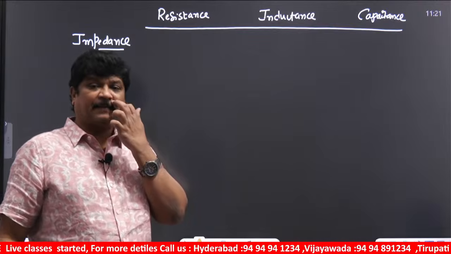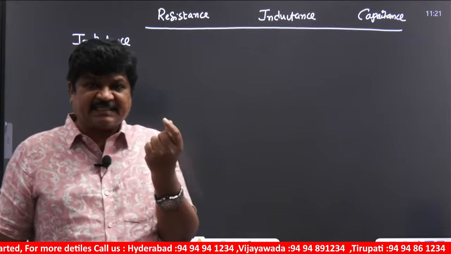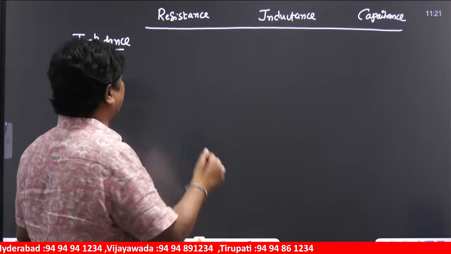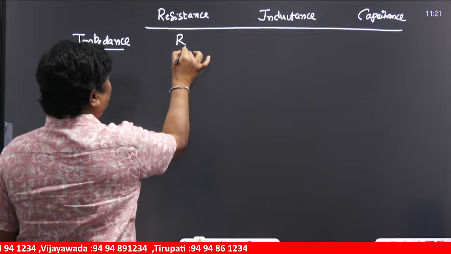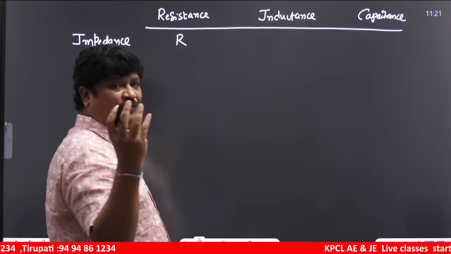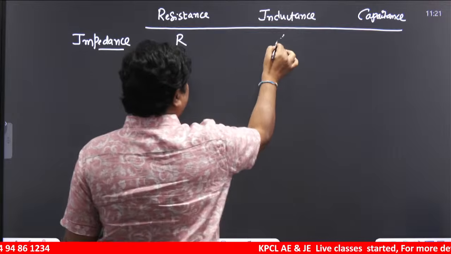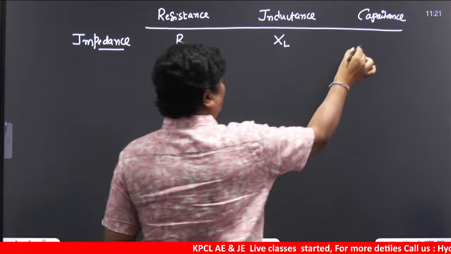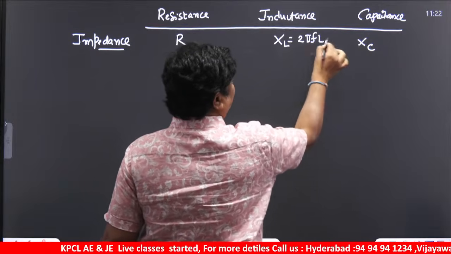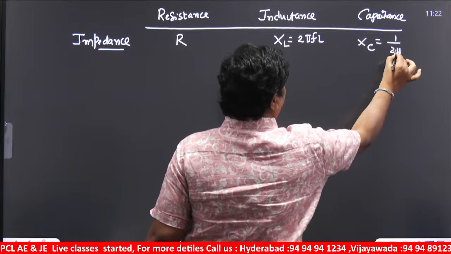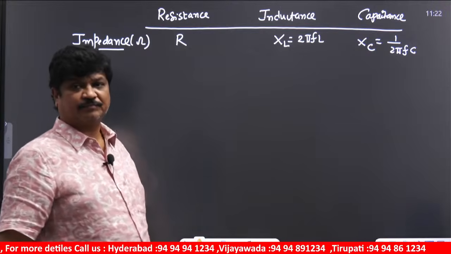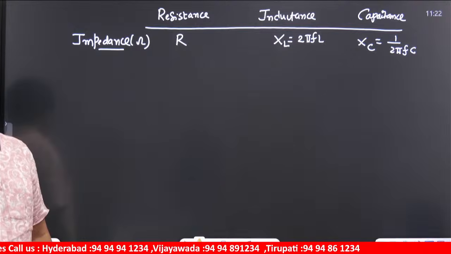Impedance is nothing but a resistance which opposes the current in AC circuits. It's like a resistance. Here we have R. Here is the inductive circuit which will oppose the current, that is XL. And the capacitive circuit has XC. XL is equal to 2 pi FL. XC is equal to 1 by 2 pi FC. All are having units of ohms because of impedance.